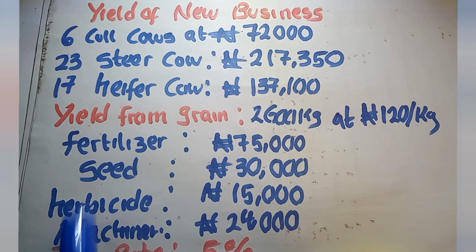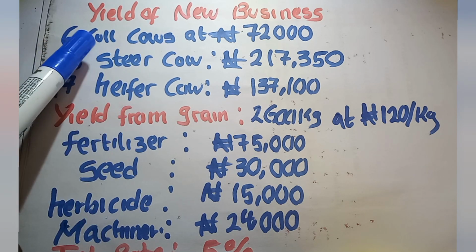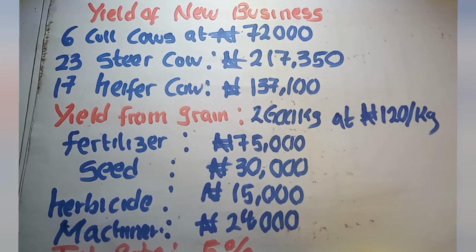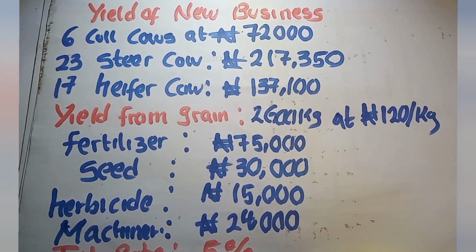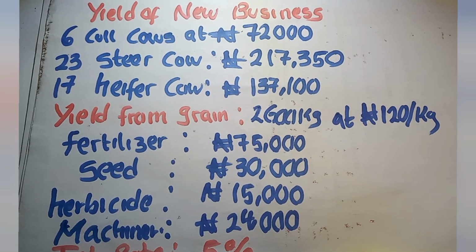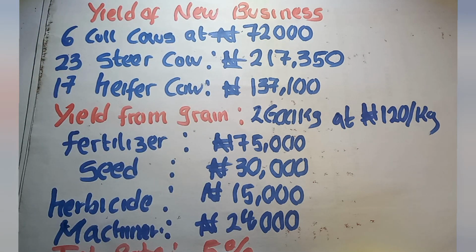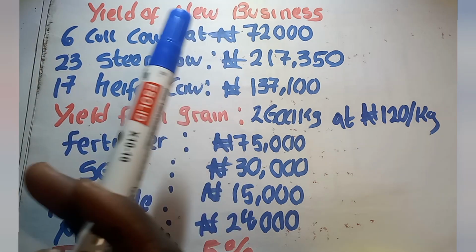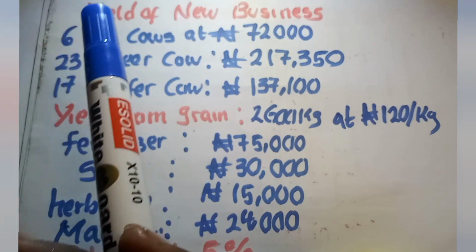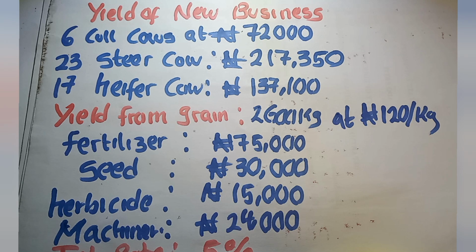Okay, now the yield of the new business. Let's come to think of it. We have already estimated our additional costs. Now, the next item that we have here is the yield of the new business, which is also known as the income. We have not estimated reduced income. We have not estimated additional income. We have not estimated the reduced cost. So those are the three parameters that remain.